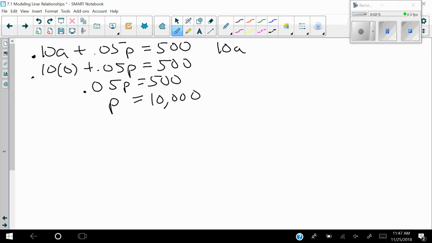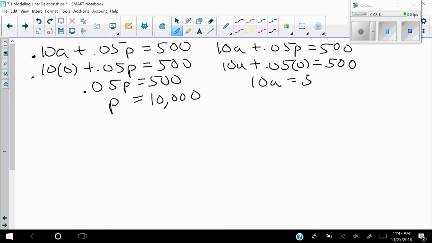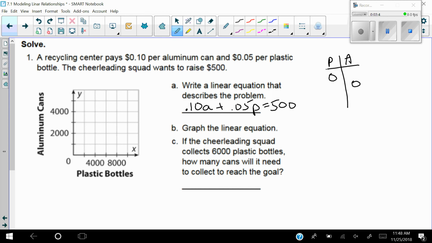All right, now I'm going to do it again. This time I'm going to plug in 0 for my plastic bottles. This should be 0.10 here. And in doing so, I would need 5,000 aluminum cans. So at 0 plastic bottles, I need 5,000 aluminum cans. And at 0 aluminum cans, I need 10,000 plastic bottles. So let me double check that one more time. Got 5,000 here and 10,000 here.